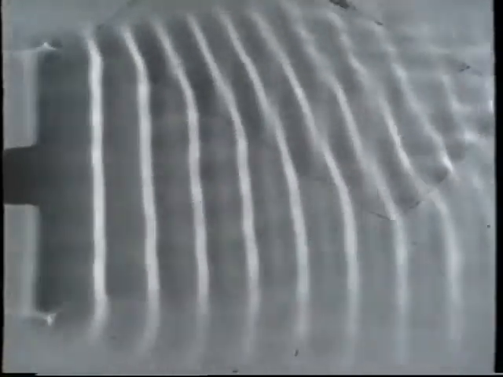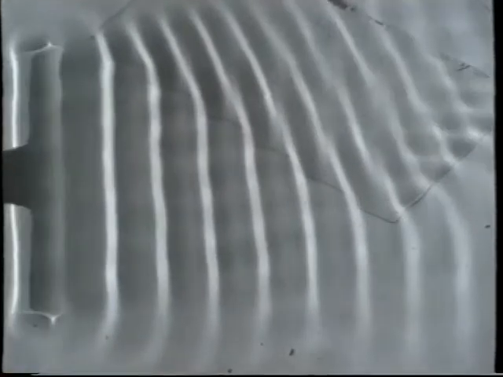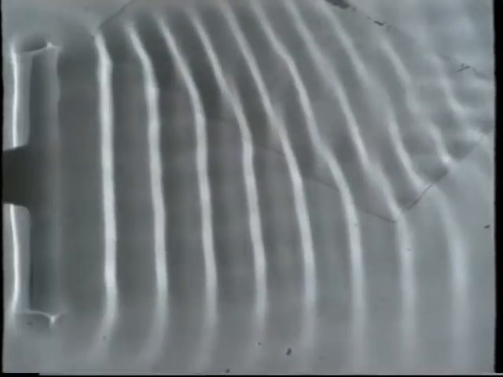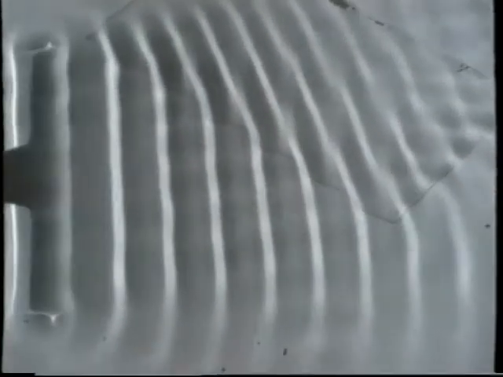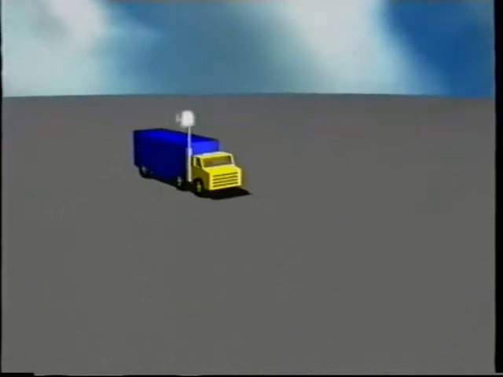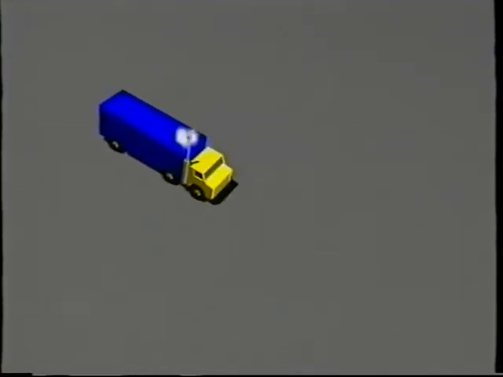When the sheet is at an angle, the waves also change direction. The wave fronts bend as they reach the plastic sheet. To understand how speed can cause a change of direction, imagine a truck approaching marshy ground.